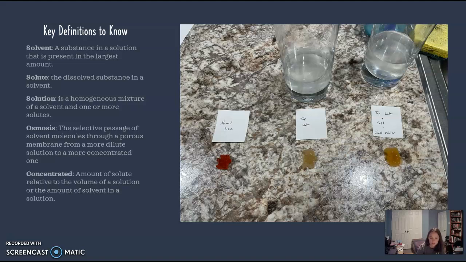Osmosis is the process of a solute moving from one solvent to the other, going from a more diluted solution to a more concentrated one. And then finally, concentrated, which is the amount of solute relative to the volume of the solution, or the amount of solvent in the solution. These are all important as we continue on to discuss what is supposed to happen with this gummy bear activity.